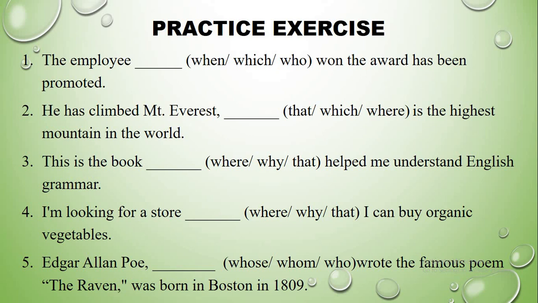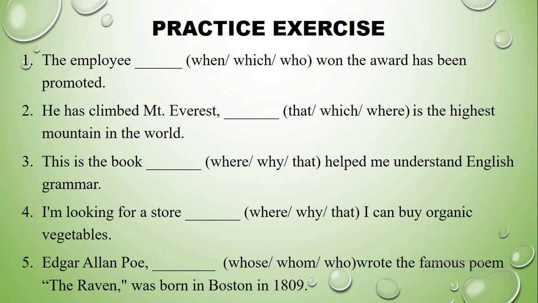Same way, the second sentence, he has climbed Mount Everest dash, that or which or where, is the highest mountain in the world. So this is a non-defining relative clause. How do we identify? Because we find a comma to separate, you see, right? So in that case, which could be the right option? Which.